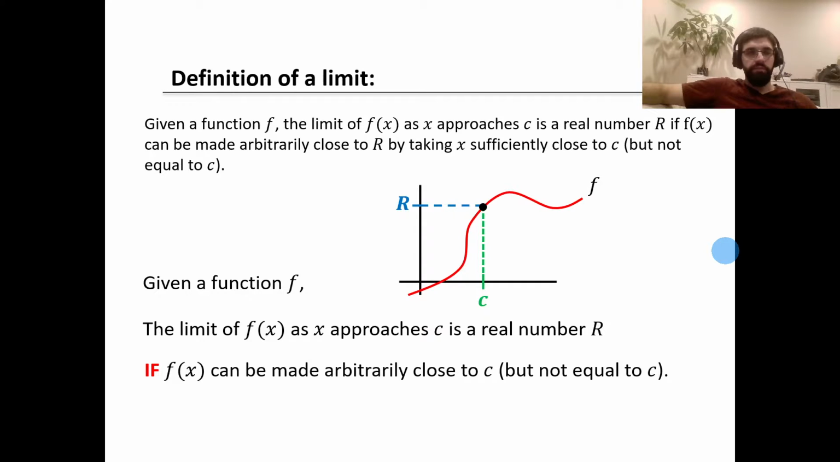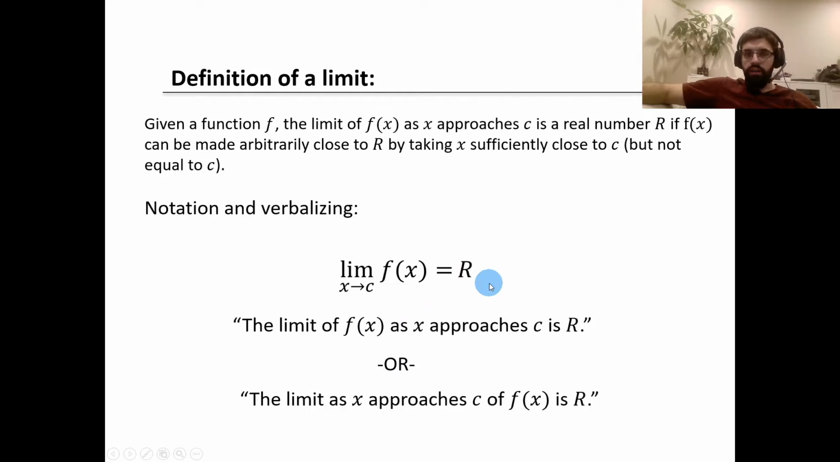So here's our formal definition. Given a function f, the limit of f of x as x approaches c is a real number r if f of x can be made arbitrarily close to r by taking x sufficiently close to c, but not equal to c. So here we go. Given function f, this red line function f, the limit of f of x as x approaches c is some real number r if f of x can be made arbitrarily close to r, but not equal to c.